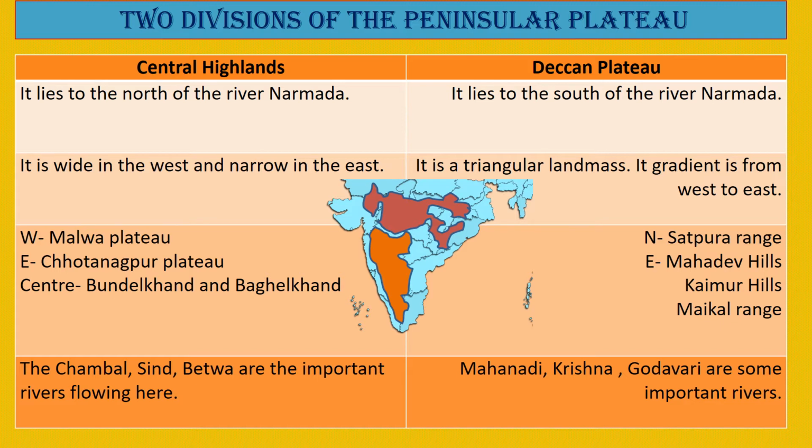Central Highland is divided into three parts. The western part is Malwa Plateau, the eastern part is Chota Nagpur Plateau and the central part is Bundelkhand and Baghelkhand Plateau. Deccan Plateau is bounded by Satpura Range in the north, and on the eastern side Mahadev Hills, Kaimur Hills and Maikala Hills are located. Central Highland is drained by rivers like Chambal, Sindh, Betwa, and Deccan Plateau is drained by Mahanadi, Krishna and Godavari.